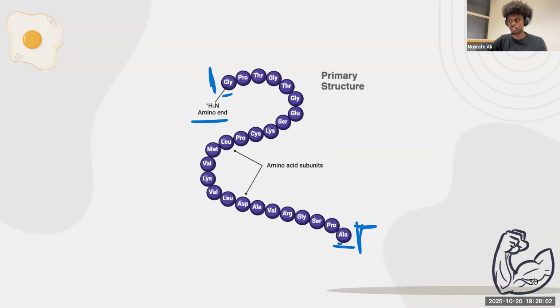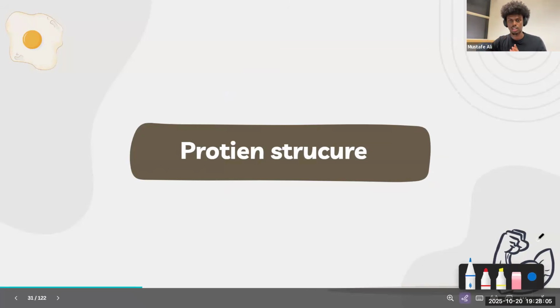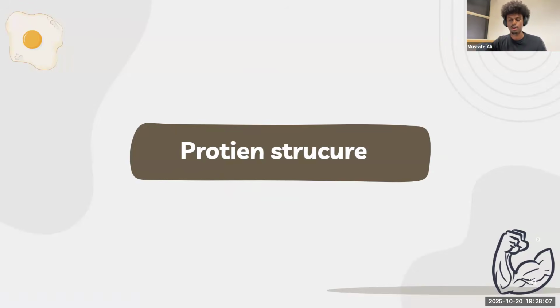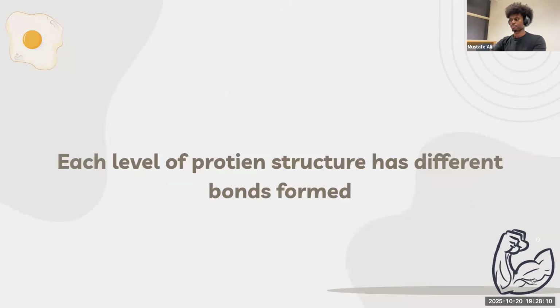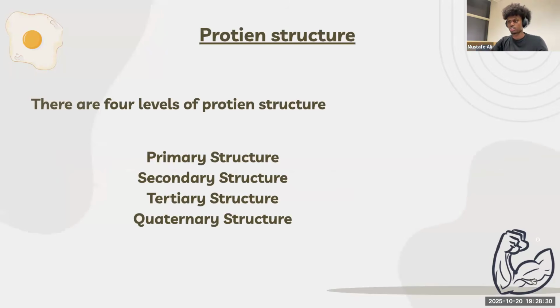Any other questions before we move on? Now, this part is going to be the main part of the lecture, protein structure. Before I get into protein structure, I want to establish a very important point. In each level of protein structure, there are different bonds that are formed. We're going to be getting into this point whilst discussing each of the protein structures. There are four levels of protein structure: the primary structure, the secondary structure, the tertiary structure, and the quaternary structure.